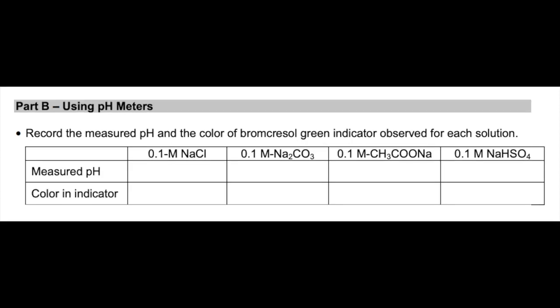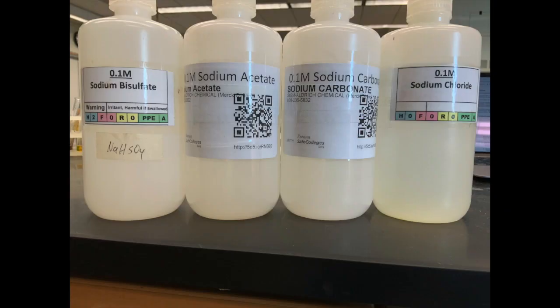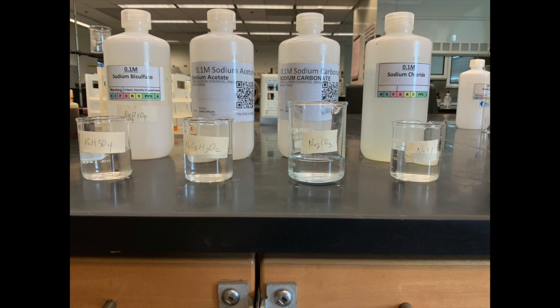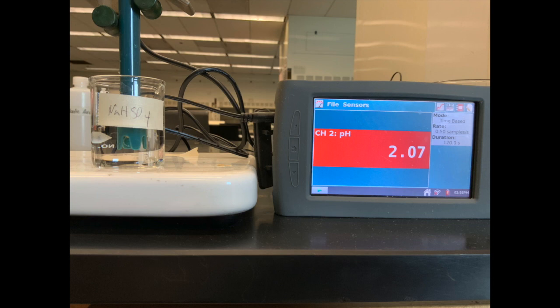In Part B, our goal is to use the pH meter to measure the pH of 4 solutions: 0.1 molar sodium bisulfate, 0.1 molar sodium acetate, 0.1 molar sodium carbonate, and 0.1 molar sodium chloride. We pour about 30 milliliters each of the solutions into 4 beakers. We placed a pH electrode connected to a pH meter to measure the pH of each solution.